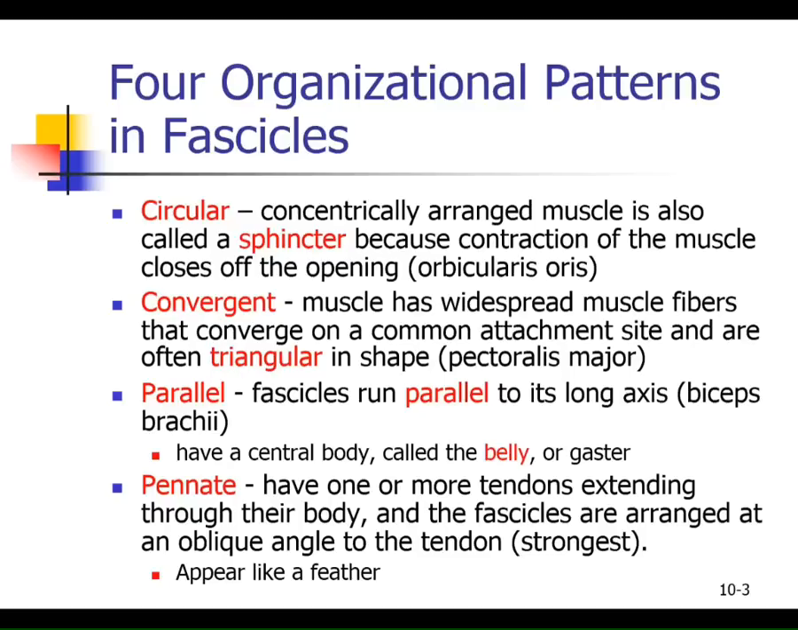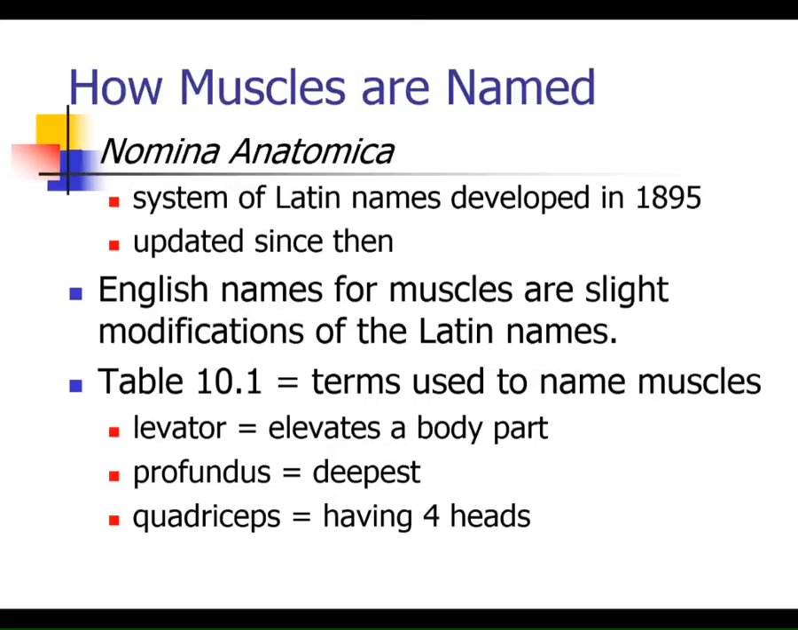Those are convergent. Then there are parallel, where the muscle fibers and these fascicle arrangements are running parallel to each other, like the biceps brachii. And then there's pennate. And pennate refers to a feather-shaped muscle. Even from across the room, if you look at the rectus femoris, for example, you'll see that it has a feather-like arrangement. The tendon and the muscle fibers attach at an angle.